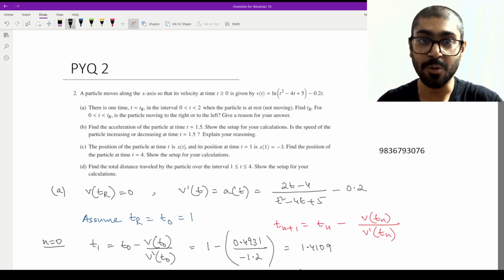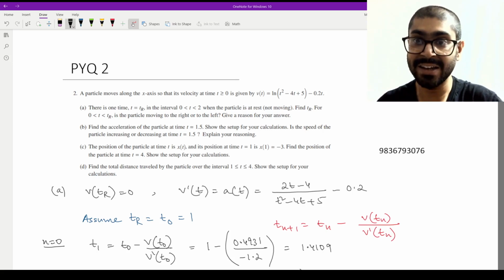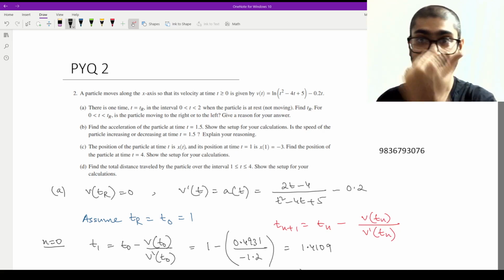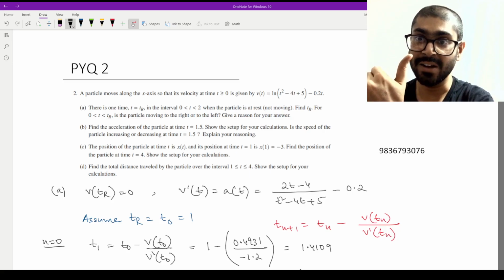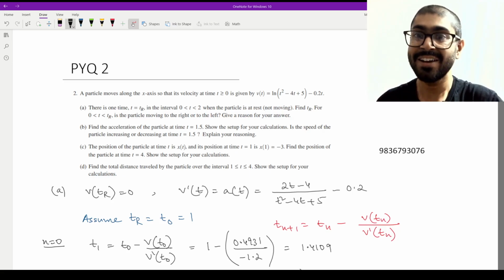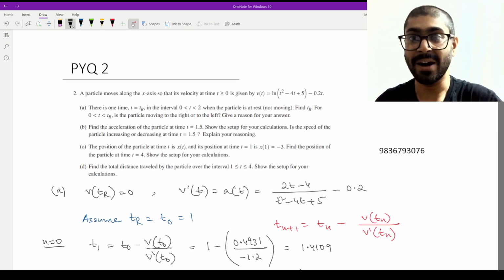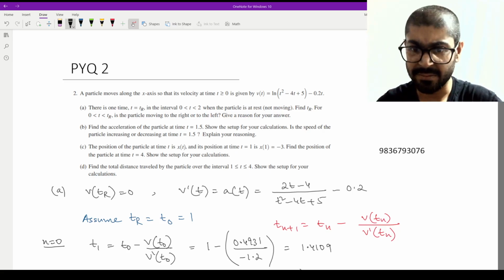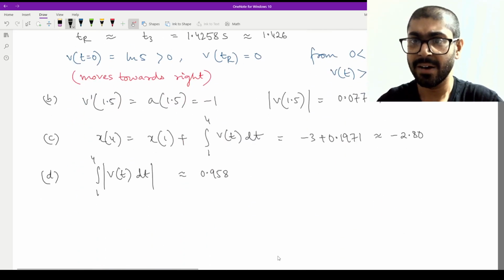In the next part we calculate where the particle is at t equals 4. So at 1.5 it was moving at an increasing speed in the opposite direction, so it would have gone to the negative direction obviously. So from part C we obtain that at time t equals 4 the particle is now at minus 2.8. That is the value we obtained, right? Let us recheck it. Yeah, minus 2.8. So it is at x equal to minus 2.8.